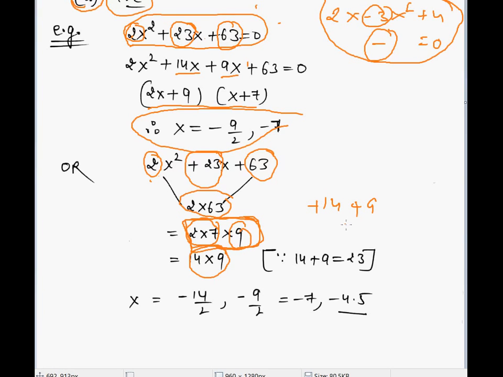Now what is the answer? First change the sign. I change the sign: minus 14 and minus 9. Now divide this by the coefficient of x square, meaning a's value is 2, divide by 2, and we will get the answer. Value of x is this.